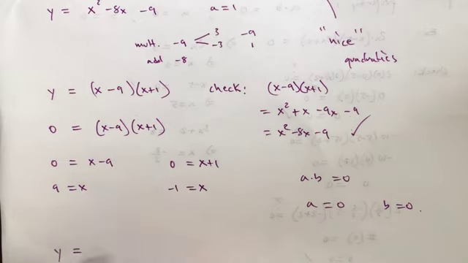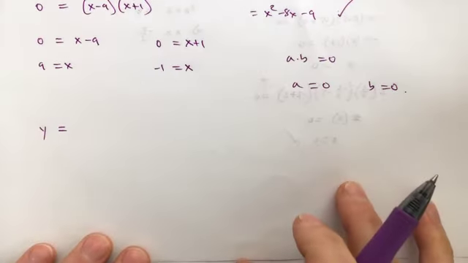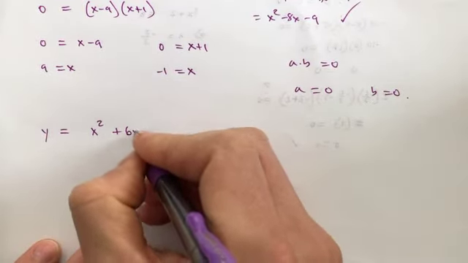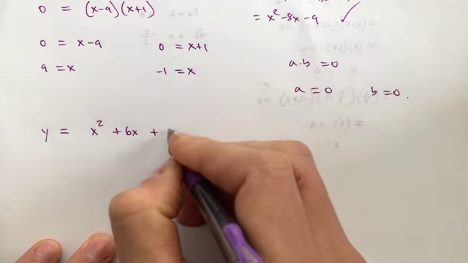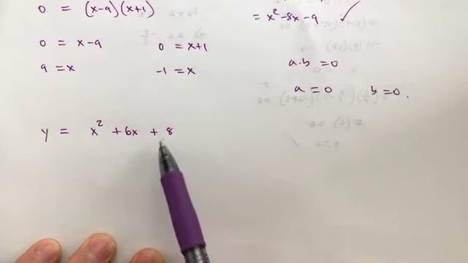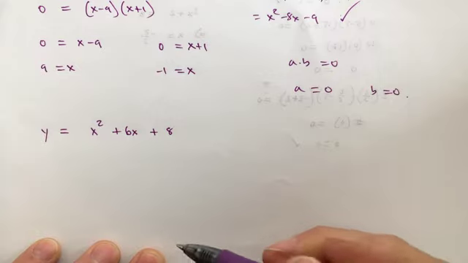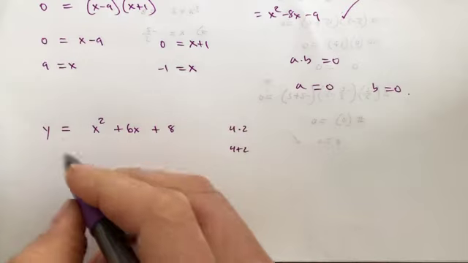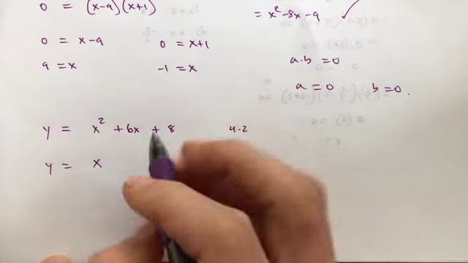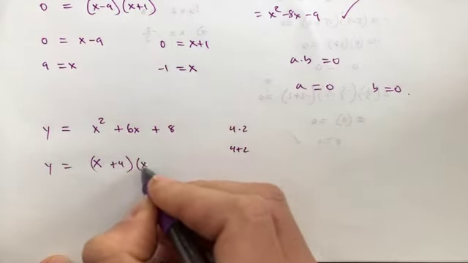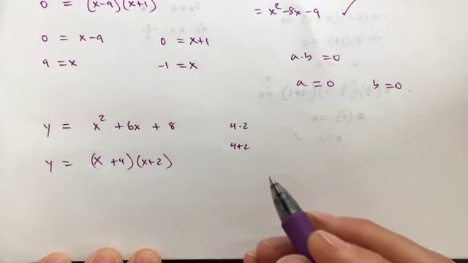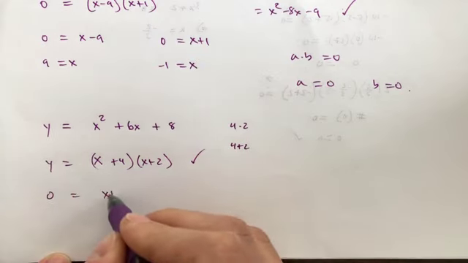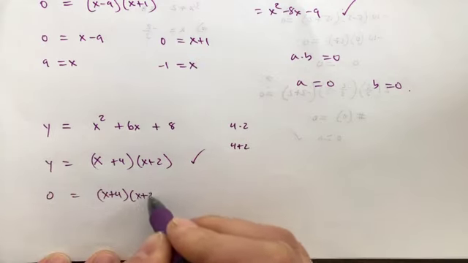So what if we had y equals, let's say, x squared plus 6x plus 8. Now I'm looking for two numbers that multiply to 8 and add to 6. Ooh, that sounds like 4 times 2 and 4 plus 2. So y is equal to x plus 4 times x plus 2. That's the factorization. If I want to find the x-intercepts, 0 equals x plus 4 times x plus 2.